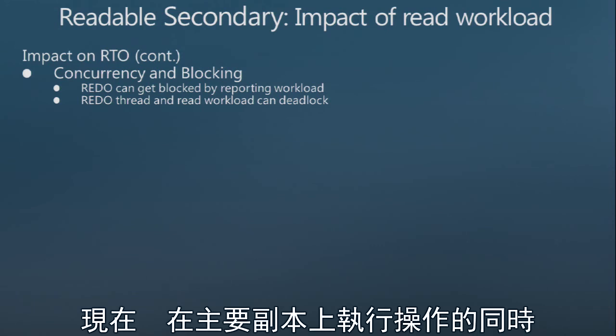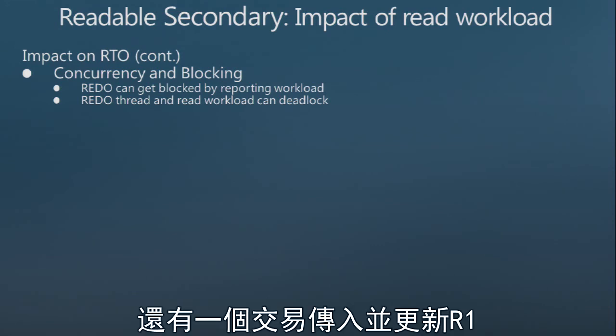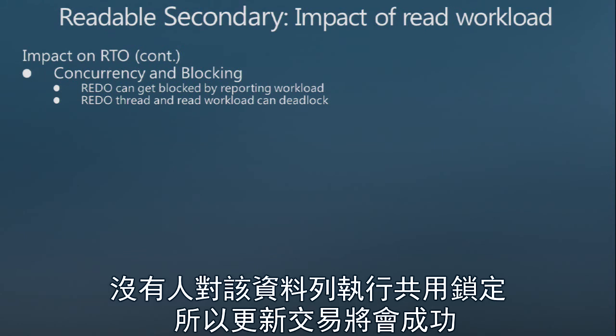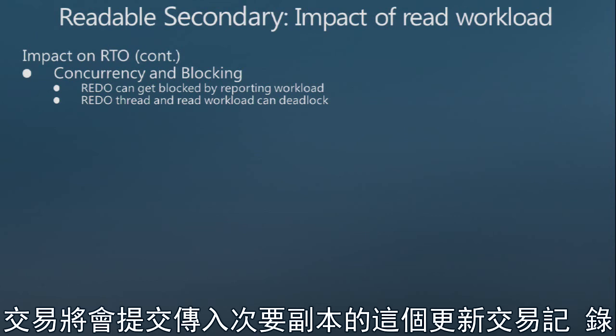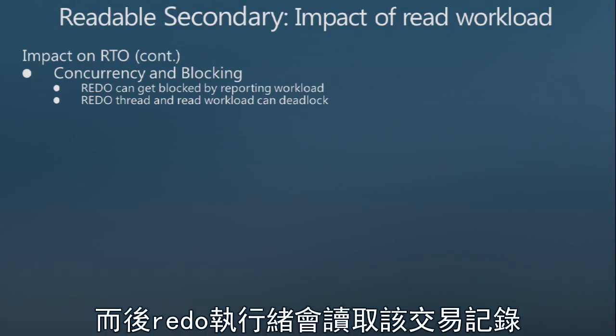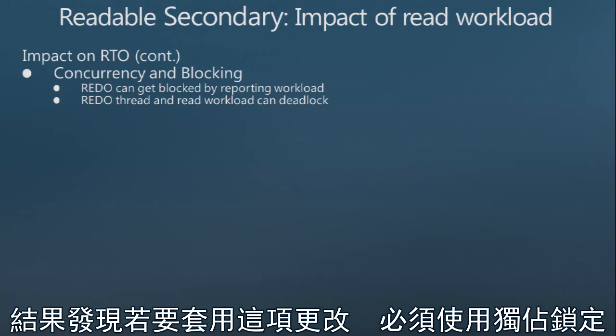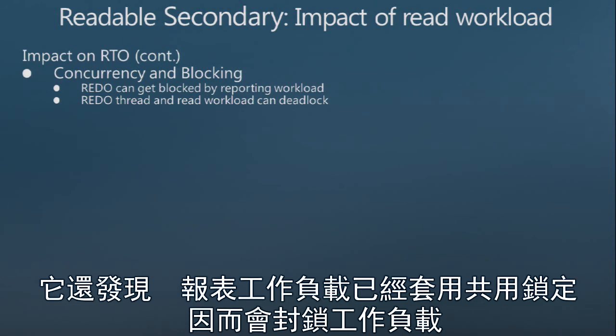Now, at the same time, on the primary, there is a transaction that comes and updates row R1. So that update transaction will succeed because there is nobody who is holding a share lock on that row, because the share lock is being held on the secondary replica, not on the primary replica, right? So the transaction commits, that update transaction log record comes to the secondary, and the redo thread reads that transaction log record, and now it wants to apply that change to row R1. And what happens is, to apply that change, it has to take an exclusive lock, and it finds there's a share lock already taken by the reporting workload. With the result, it blocks.